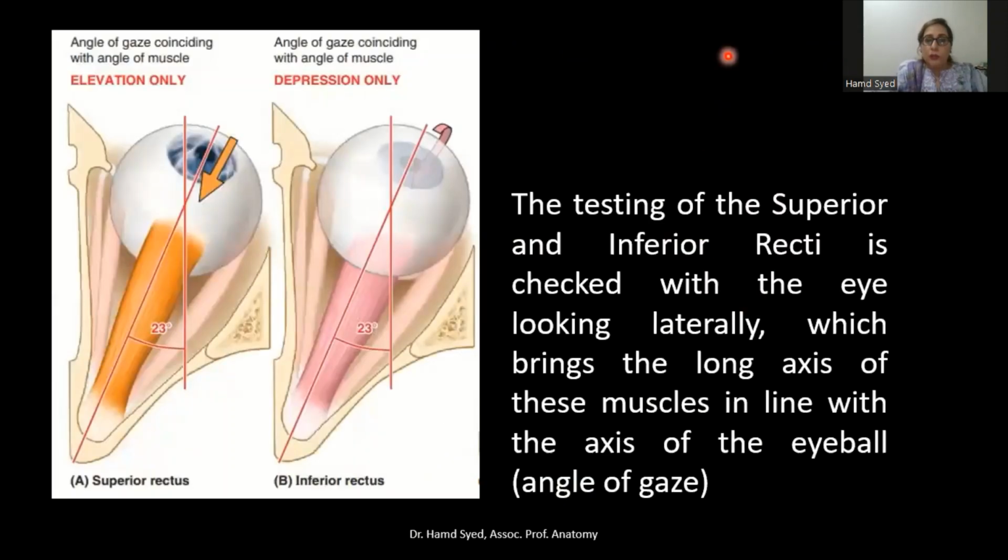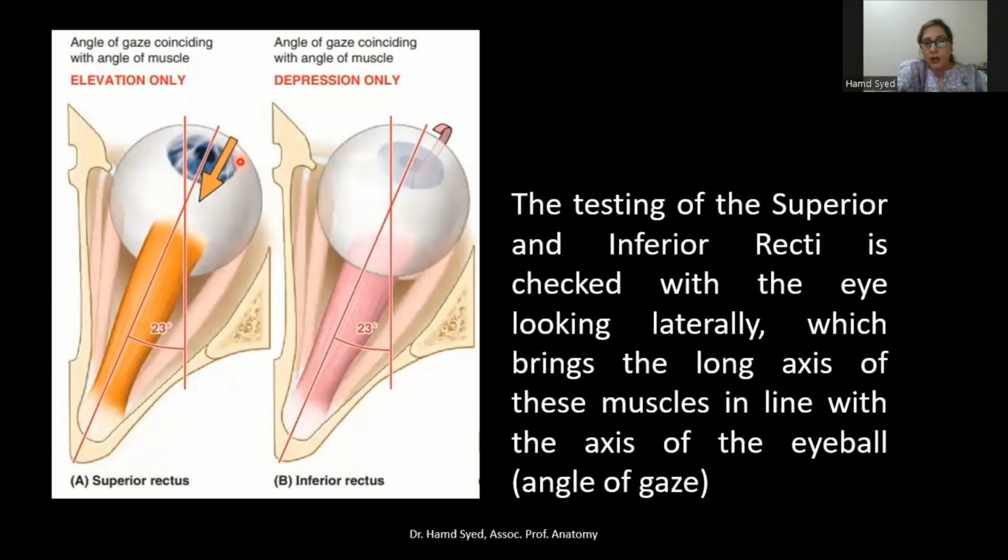Now, the question which comes to mind is that when the eye is abducted, in that situation, we are checking for the actions of the superior and inferior recti. What would be the reasoning behind this is that when the eye is going to be abducted, you can see in this diagram over here that the eyeball is directed outwards or laterally. So it is in the abducted position.